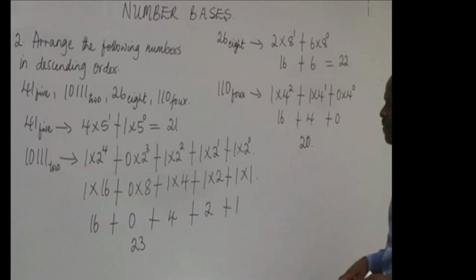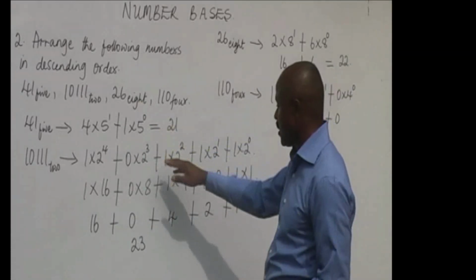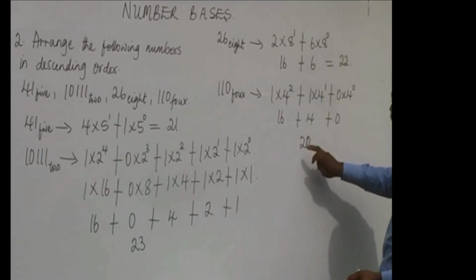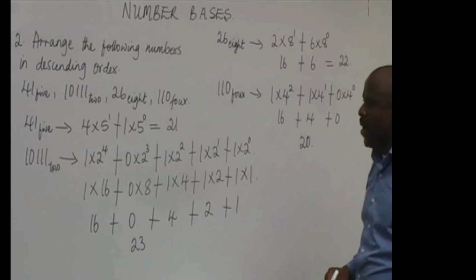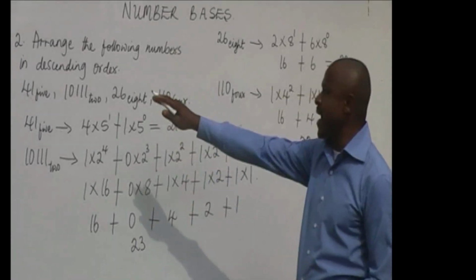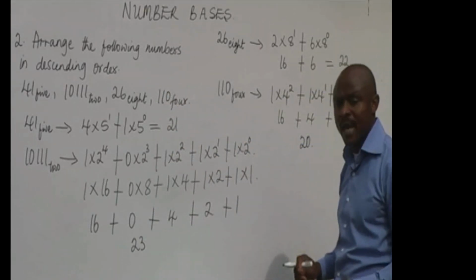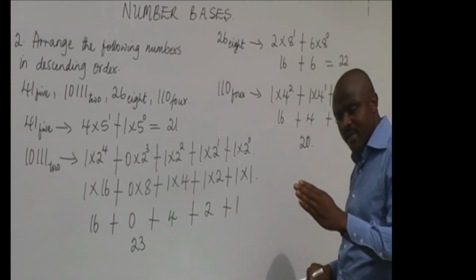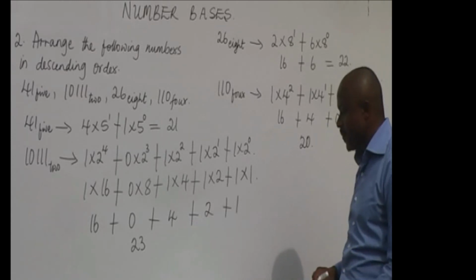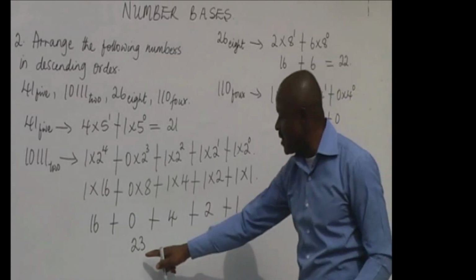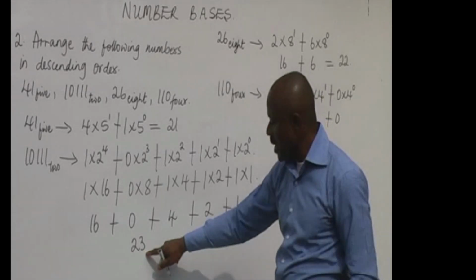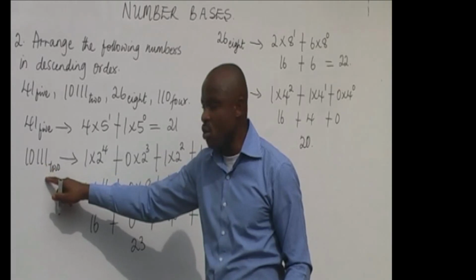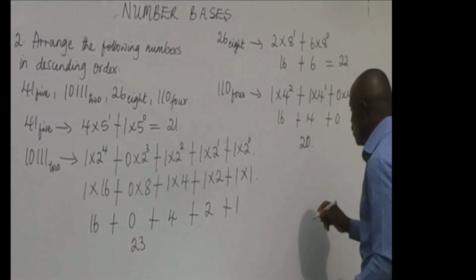Now we have found the values of all those numbers. The first one is 21, next is 23, the other one is 22, and the last is 20. Now let's go to the question. The question says we should arrange them in descending order. The greatest first, the next to it, the next to it, and the least. So if you look at these values now, you discover that 23 is the greatest, and 23 base 10 is 10111 base 2. So pick 10111 base 2.